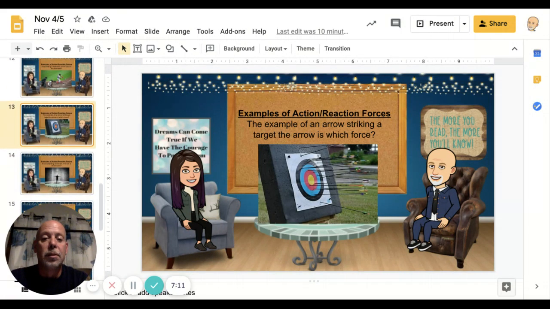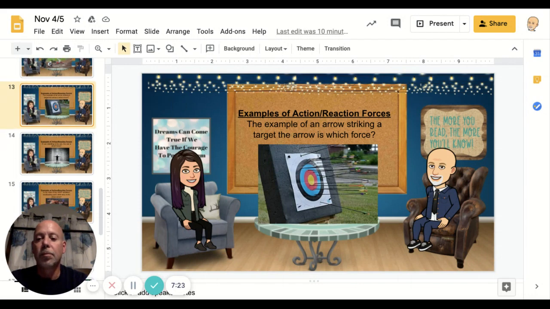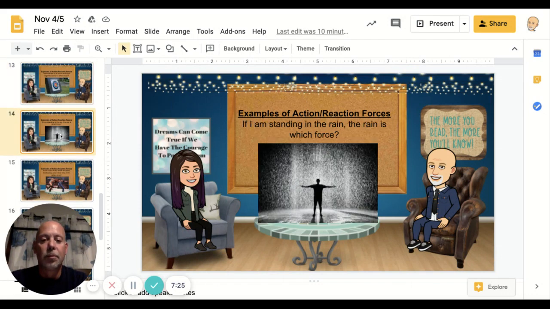Here's a good one. Example of an arrow striking a target. The arrow is which force? Action or reaction? If I'm standing in the rain, which force is the rain? I'm standing in the rain, and the rain is which force? Action or reaction?